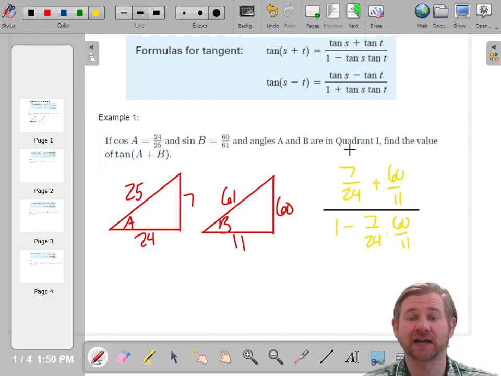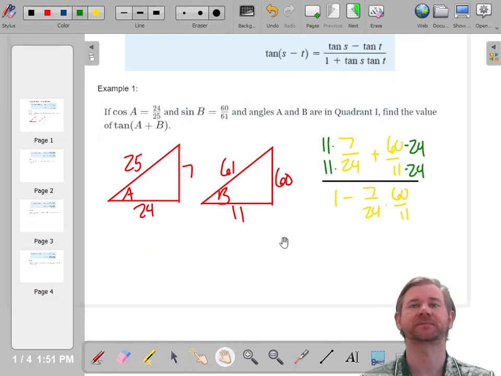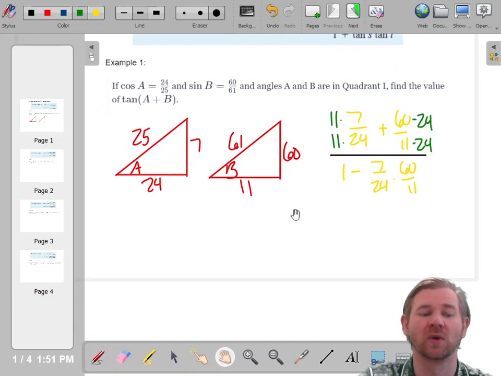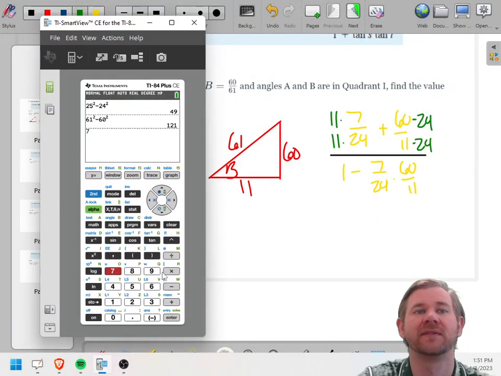Now, to add fractions, you need a common denominator. But down here, you can just multiply across, so 7 times 60 and 24 times 11. The top is going to be more annoying. To add them, we need to get a common denominator. I'm just going to multiply the denominators times each other, so this one gets a 24, and that one gets an 11. There is a lot of calculator work here. I need 7 times 11, that one's easy. I need 60 times 24, and I need 11 times 24 for the top.